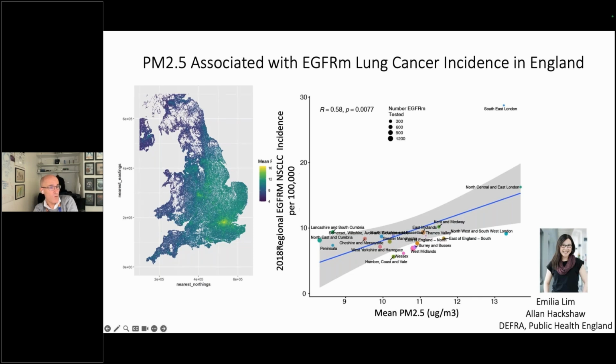Now, what we know from Public Health England data, we accumulated all the data associated with EGFR mutant lung cancer and looked to see if there was a correlation between rising PM2.5 levels across the country and rising incidence of EGFR mutant lung cancer disease. And indeed there was, equating to about 1 extra case of lung cancer per 1 microgram per meter cube rise in PM2.5s across England.